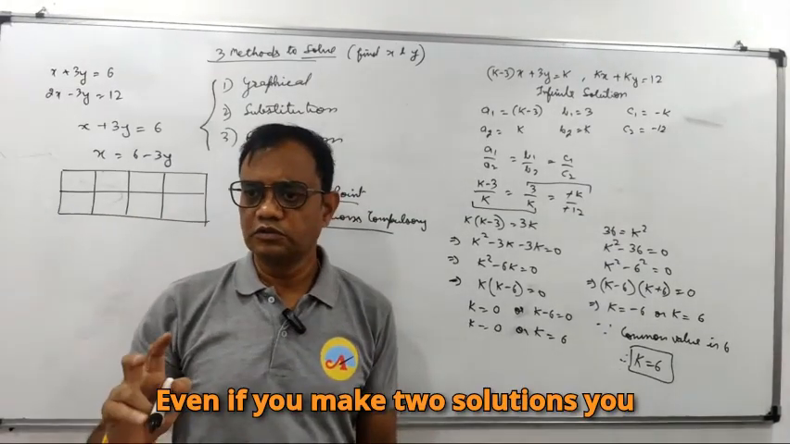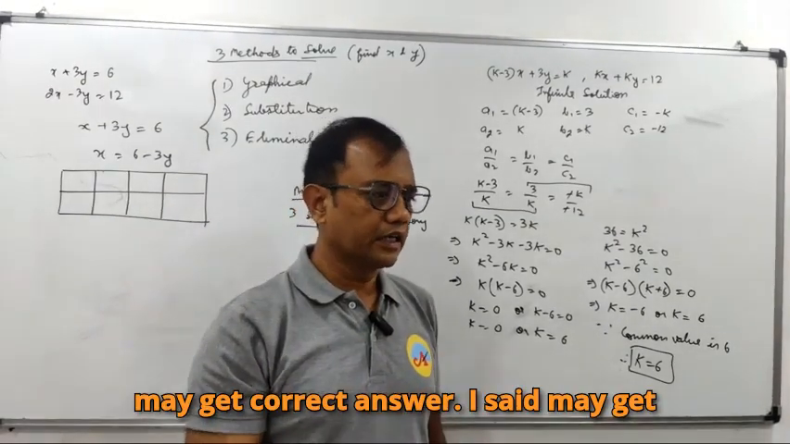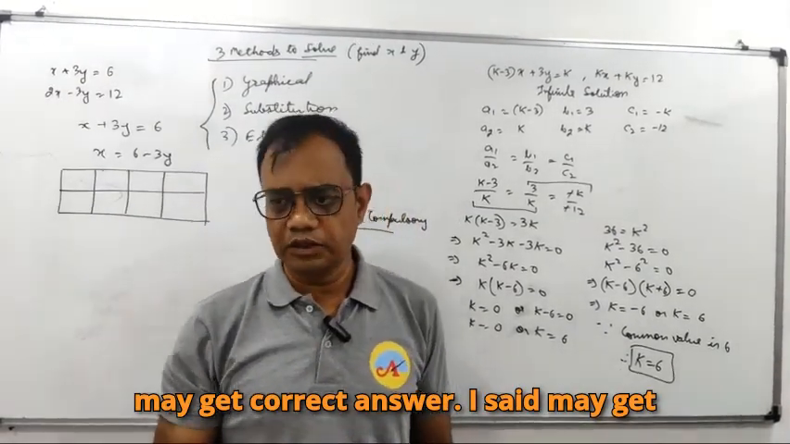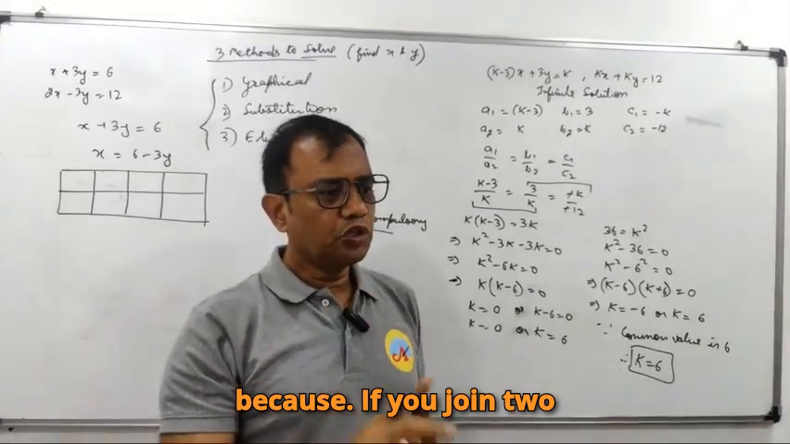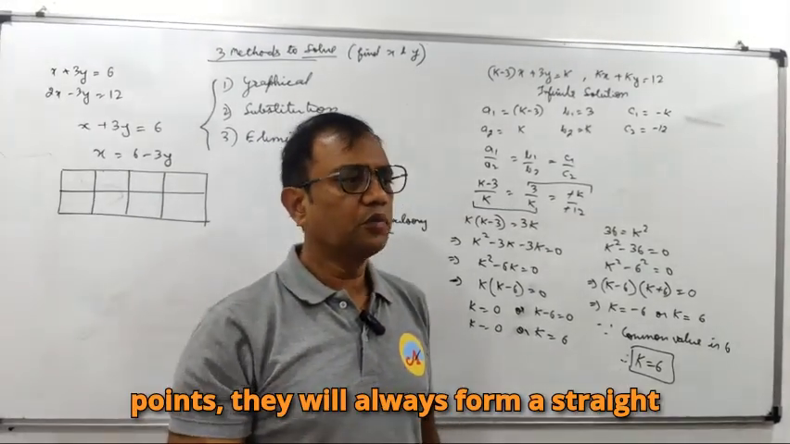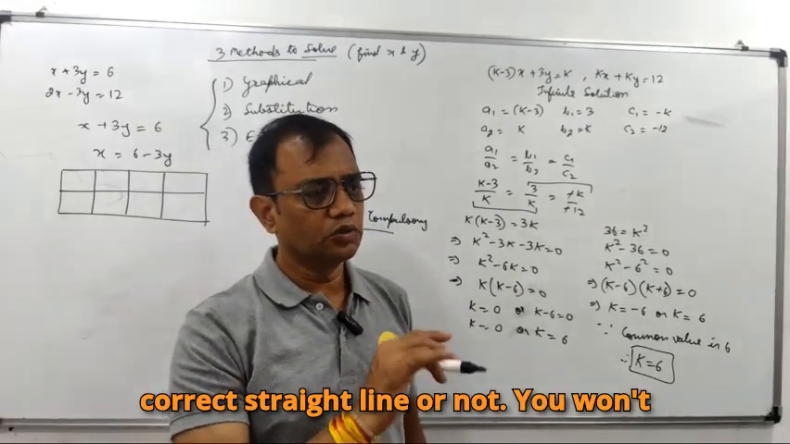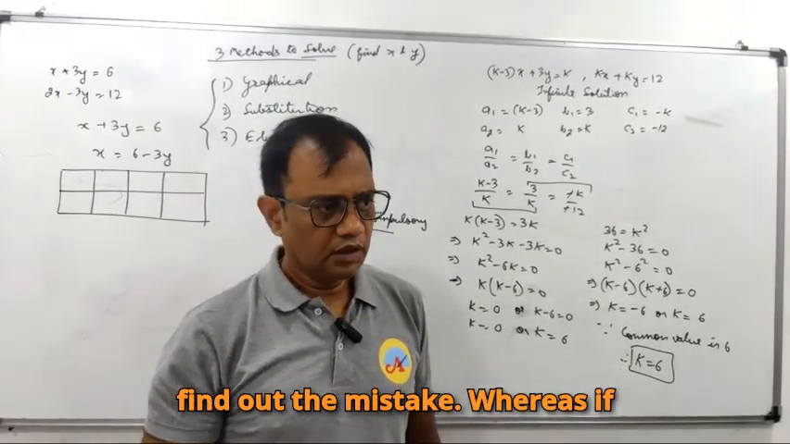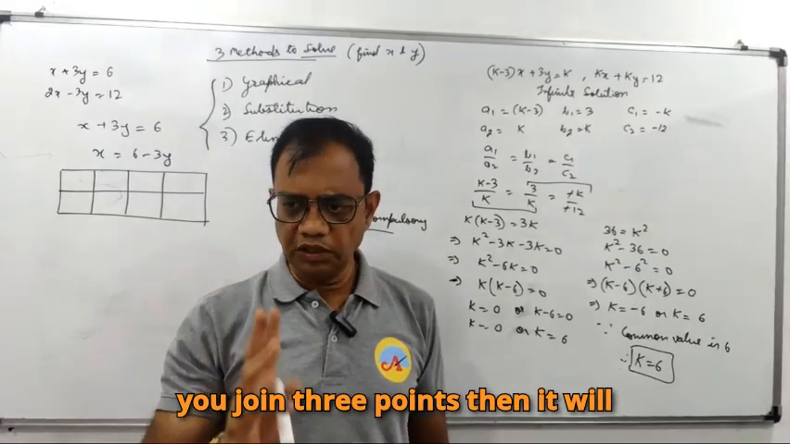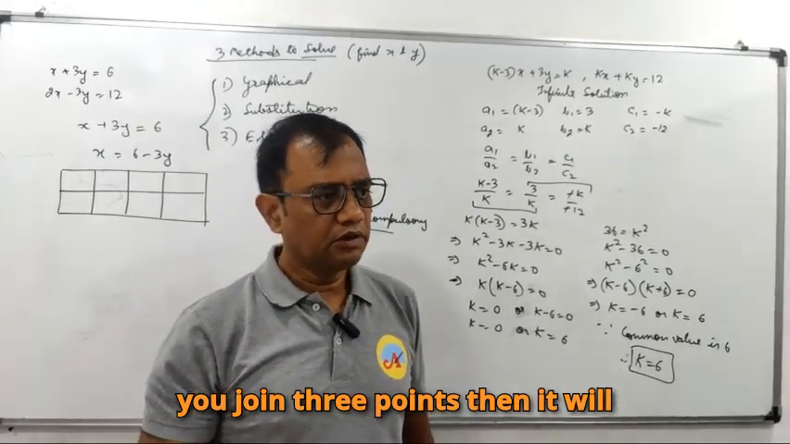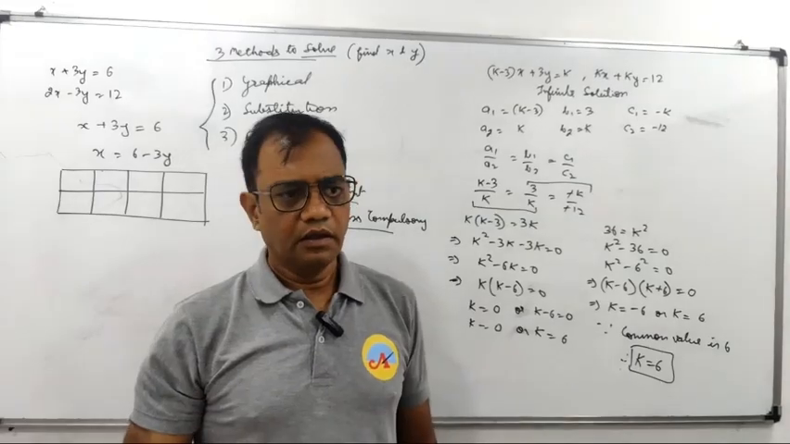Even if you make two solutions, you may get the correct answer. I said may get because if you join 2 points, they will always form a straight line. But whether that straight line is the correct straight line or not, you won't find out the mistake. Whereas if you join 3 points, then it will always be a correct straight line.